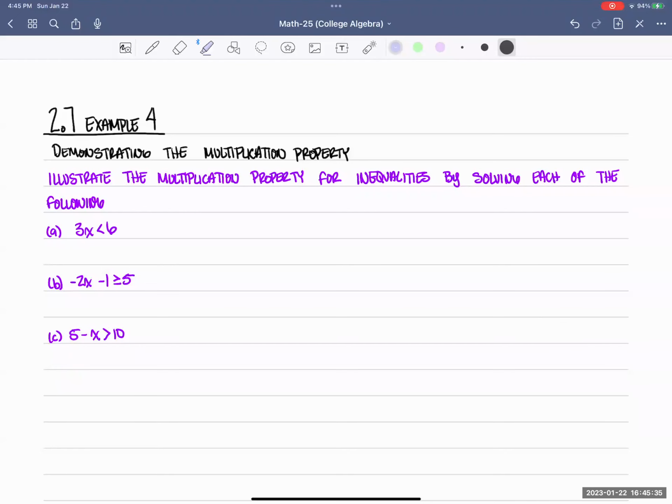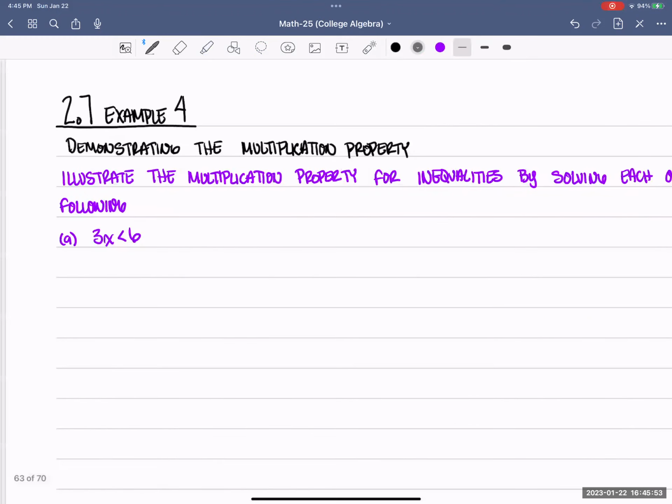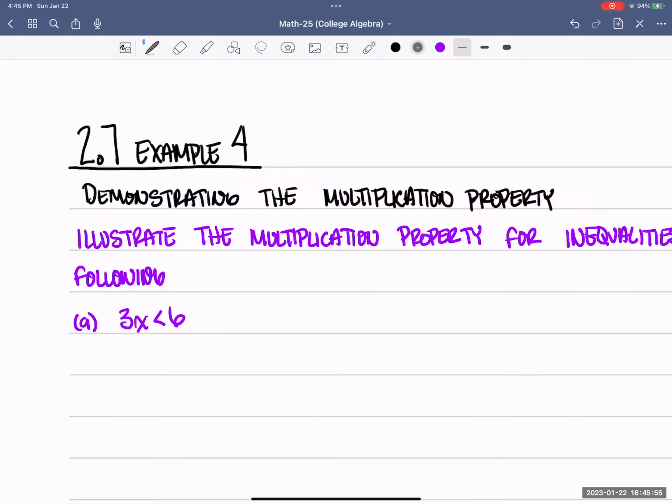Section 2.7, example 4, demonstrating the multiplication property. Illustrate the multiplication property for inequalities by solving each of the following. So starting off with A, we're solving just as if it were a regular equation, not an inequality just yet.